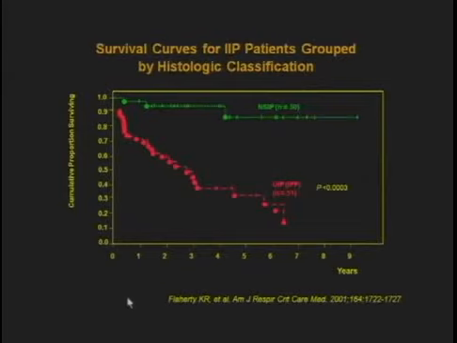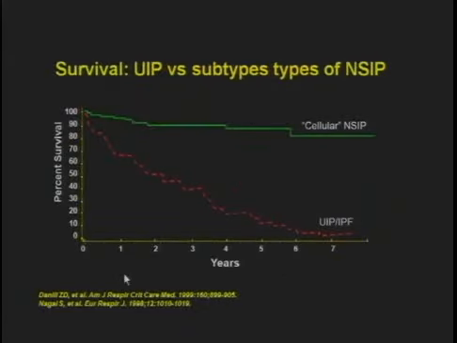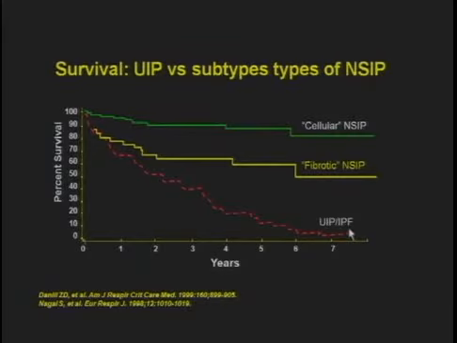Now these are survival curves on top for NSIP, survival curve over 9 years, and this is the survival curve for comparison for UIP-IPF, and you can see that IPF has a much worse prognosis than NSIP of all sorts. And if you distinguish cellular NSIP from fibrotic NSIP, cellular NSIP is much better than UIP, fibrotic somewhere in the middle.